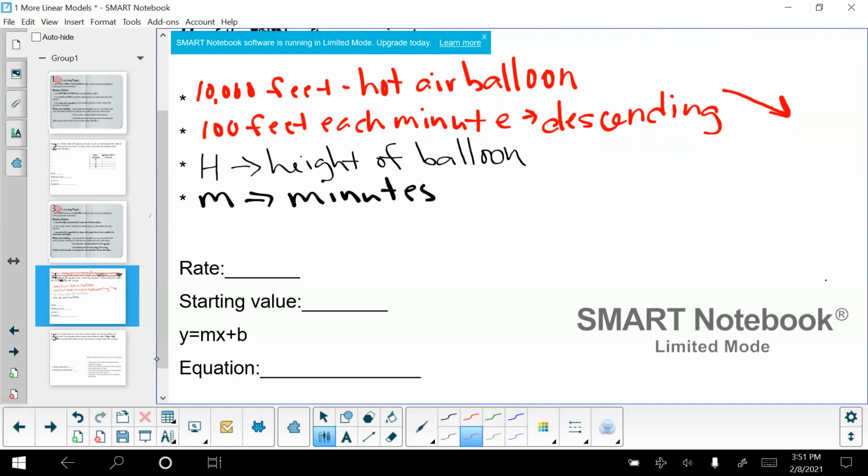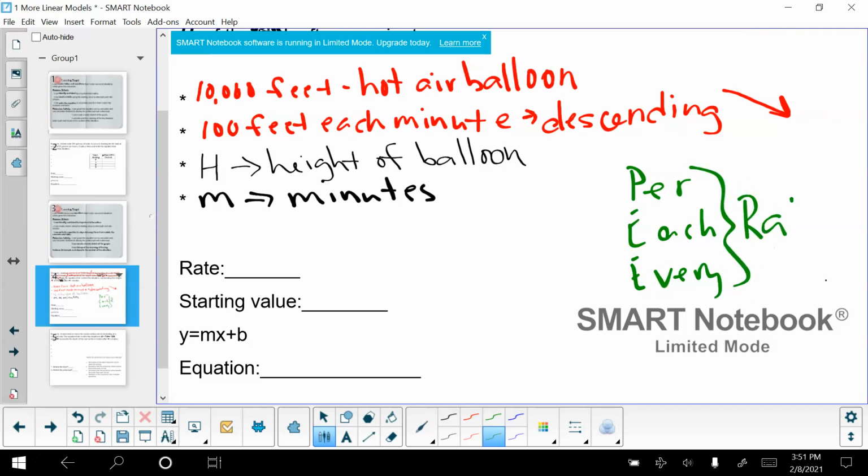Now, as far as rate and starting value, I'm going to remind us again of our rate words. Per, each, every. When we see one of these words, it's a good indicator of a rate. So as I look at what I wrote down, I can see that I have one of them. I have each. Okay. So then the number that's sort of connected with that, which would be the 100, that's going to be my rate. So I'm going to write down 100.